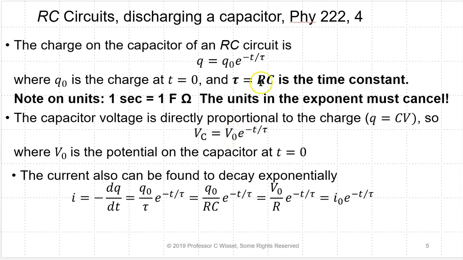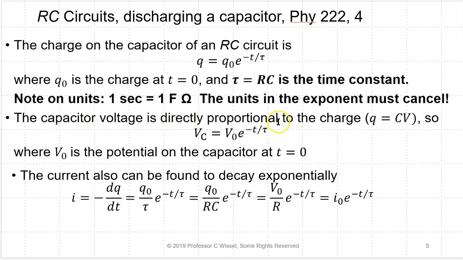Now, there are some notes on units with this. 1 second equals 1 farad ohm. Whenever you have an exponent, you must make sure that the units in the exponent cancel out. It's like sines and cosines. You cannot have units in a sine or a cosine. You can't have units in exponents either.